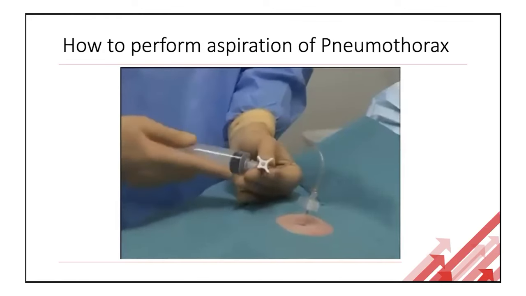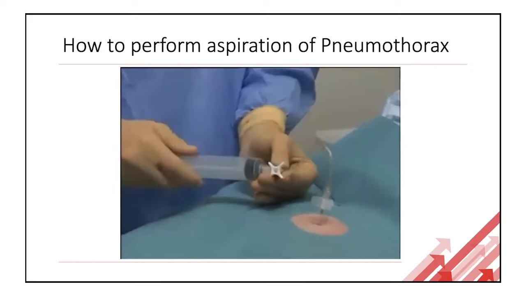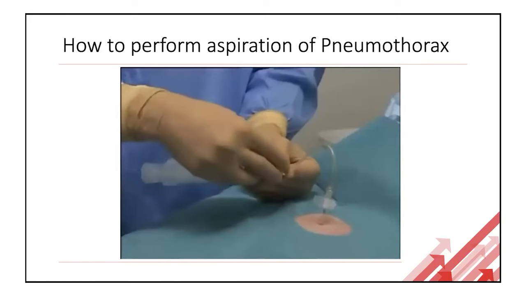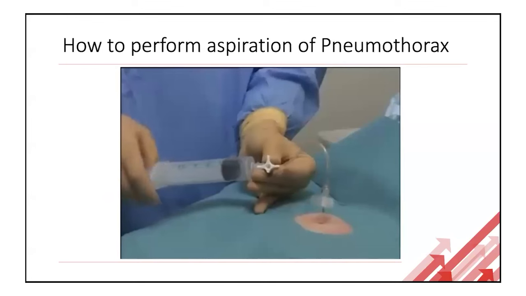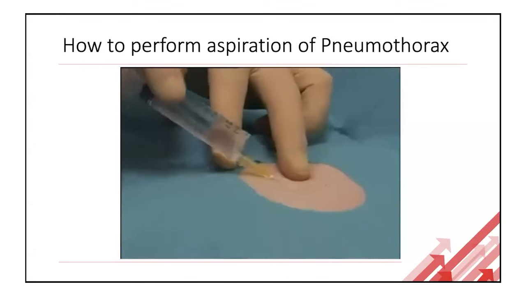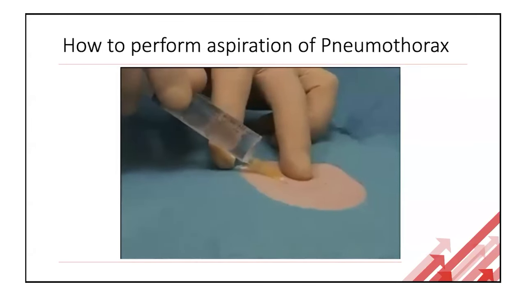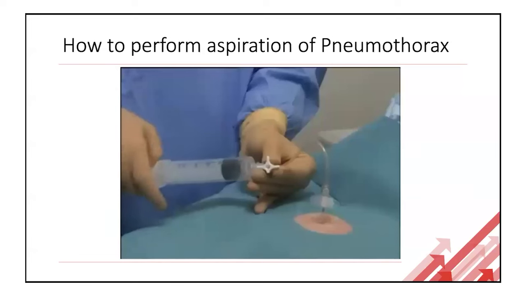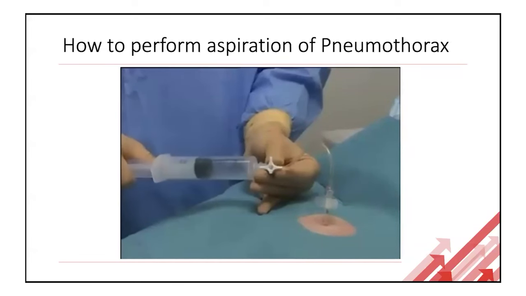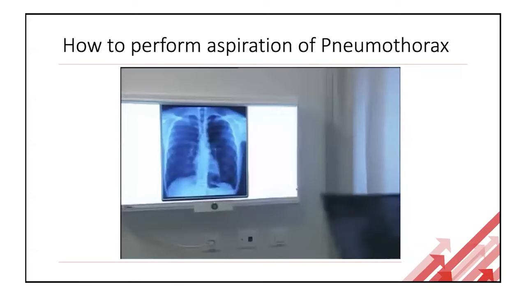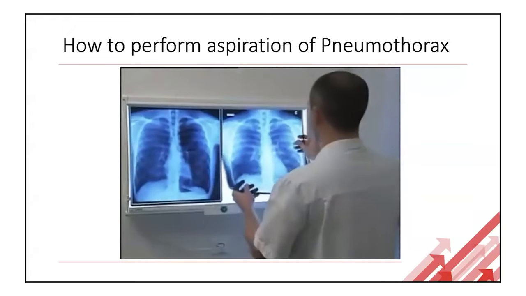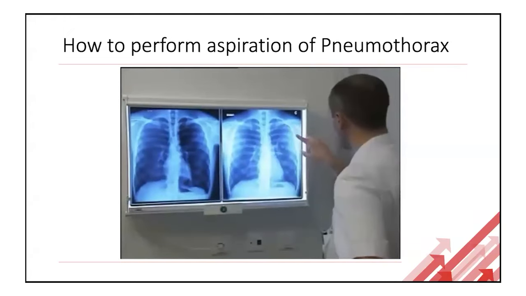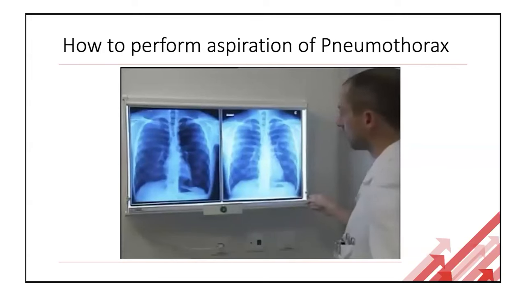Needle aspiration is an alternative treatment to the placement of a chest tube for patients with a first episode of primary spontaneous pneumothorax. After local anesthesia is administered, the intrapleural air can be evacuated through a large bore venous catheter. The success of the procedure is confirmed by clinical improvement and by a chest film showing no or minimal residual pneumothorax.